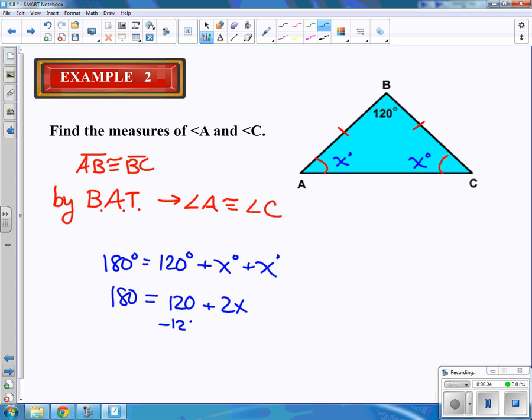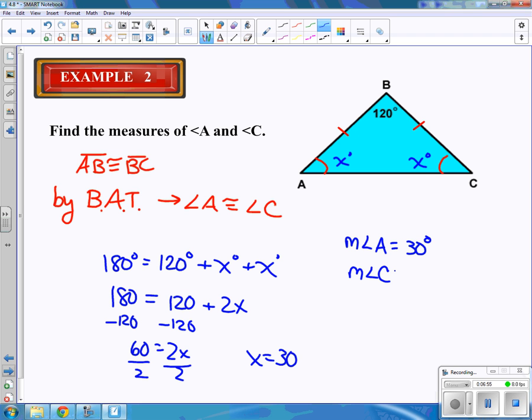All right, so now we can solve. Subtract 120 from both sides. I have 60 equals 2x, and then I can divide by 2. So I end up with x equals 30, and that's telling me both of my degree measures. So the measure of angle A equals 30 degrees, and the measure of angle C equals 30 degrees.